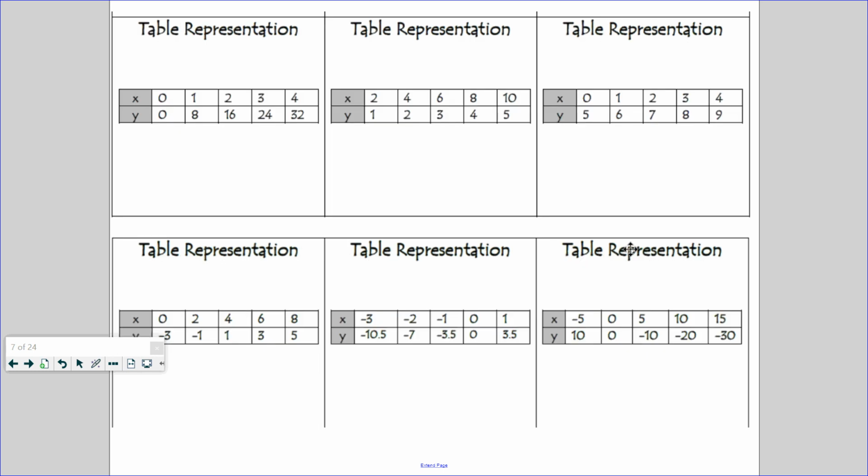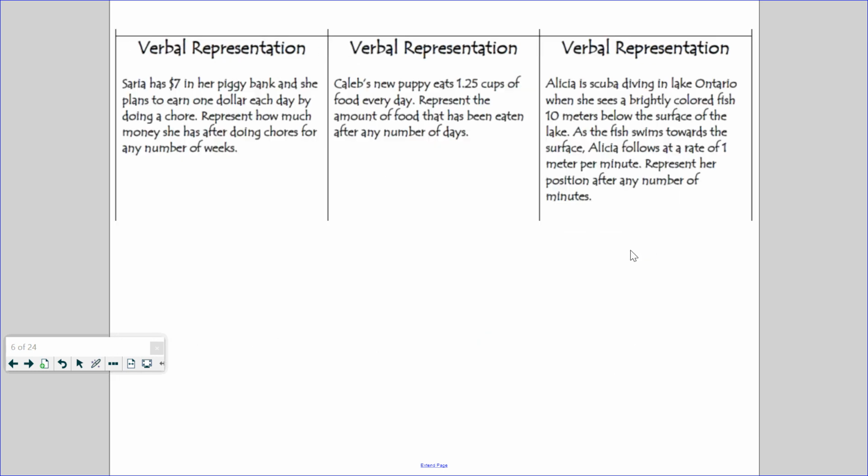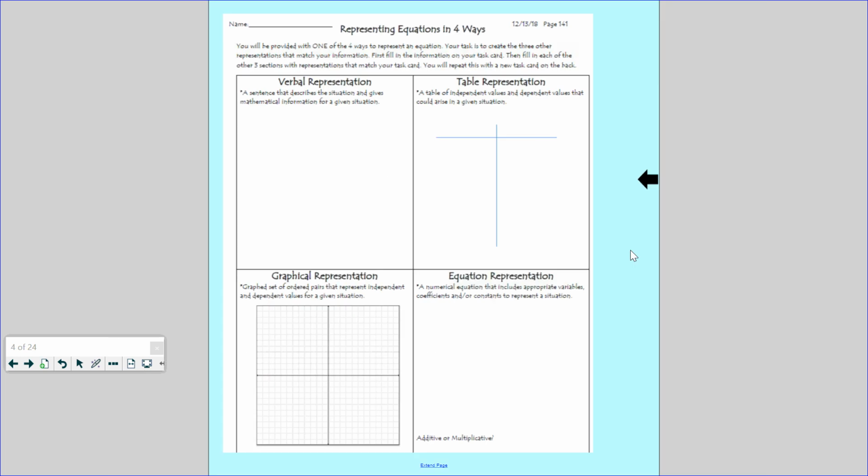So for example, what if you get a verbal description? Saria has $7 in her piggy bank and she plans to earn $1 each day by doing a chore. Represent how much money she has after doing her chores for any number of weeks. So yes, she starts off with $7. She plans to earn $1 each day by doing a chore. So let's see. I would tape that right here about Saria.